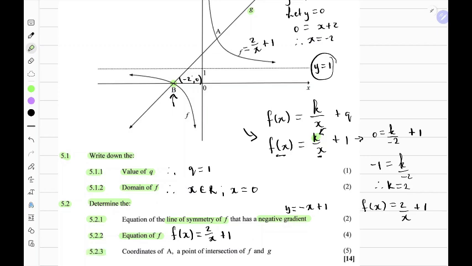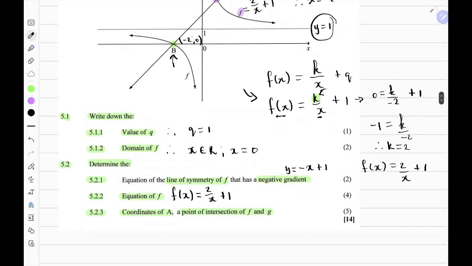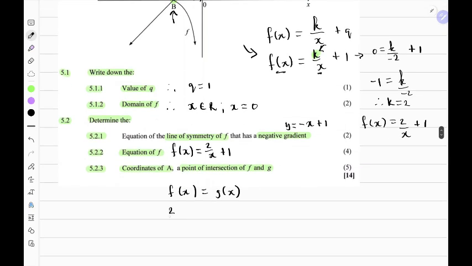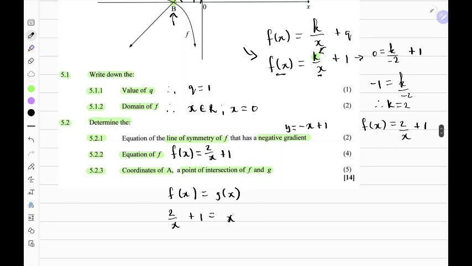And finally, the last question, they want us to determine the coordinates of A, a point of intersection of f and g. So they're talking about this point. And this point, the point of intersection happens when the graph of f and g are equal. So they intersect when f of x is equal to g of x. So f of x is given as 2 over x plus 1, and g of x, we saw earlier on, is x plus 2.